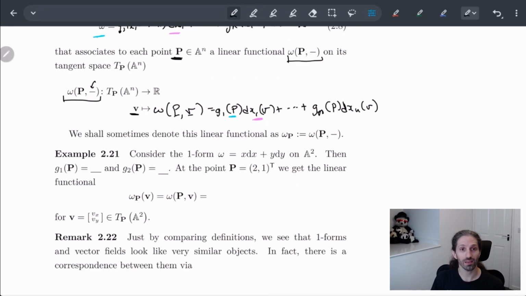To make the notation shorter, sometimes we're going to use omega p instead of omega p of something. But we have to remember that here we can apply it, so in this case omega p of v is the same thing as saying omega p of v.